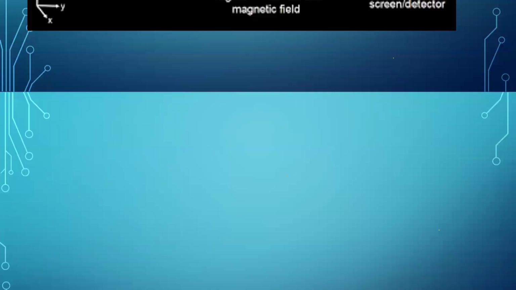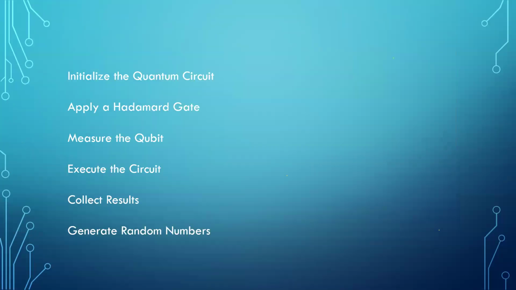Then we can describe the algorithm to generate quantum random numbers using Qiskit. First, we initialize the quantum circuit. Then we apply a Hadamard gate. Then we measure the qubit. Then we execute this circuit, both in a simulator and on quantum hardware. After that, we collect the results. Then we generate the random number.